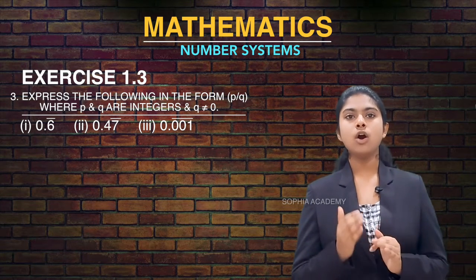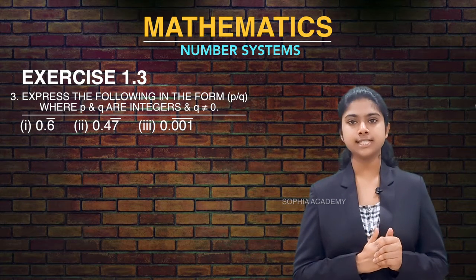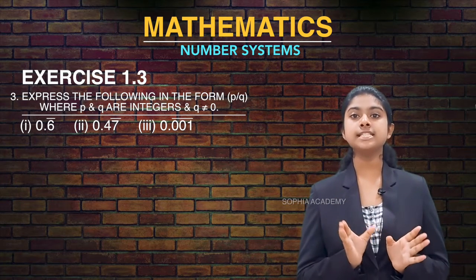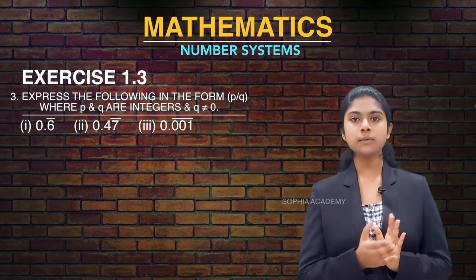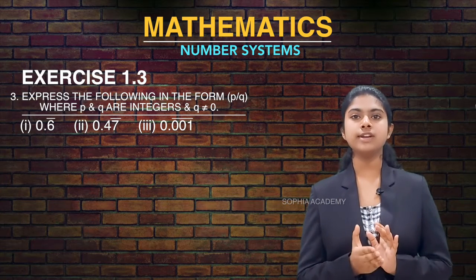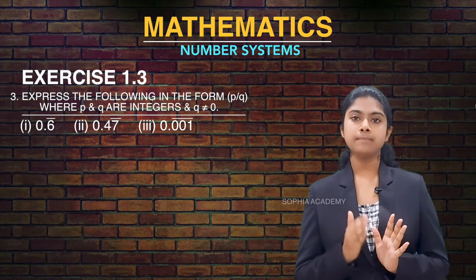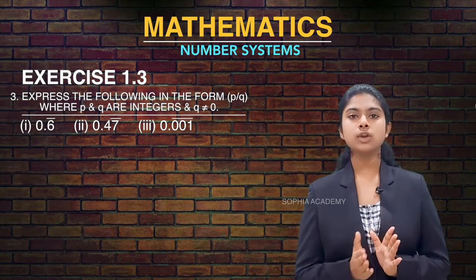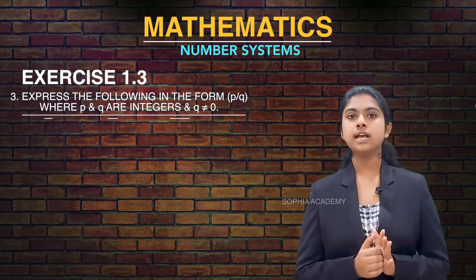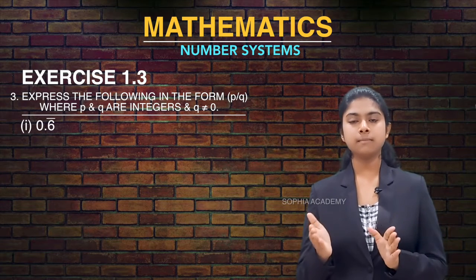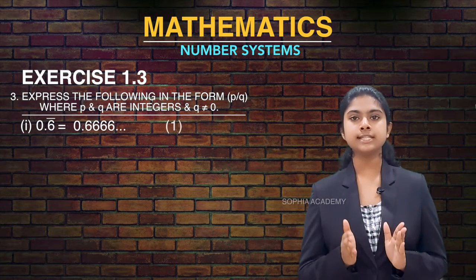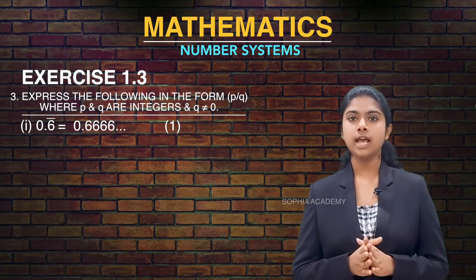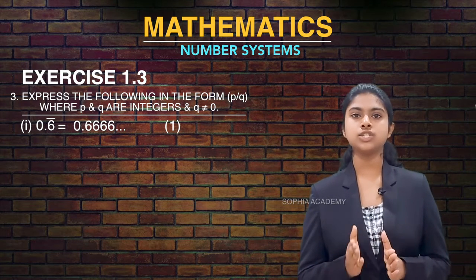So we see that all these three subdivision questions are given in the form of decimal expansion, and this question has asked us to solve it in the form of p by q, where p and q are integers and q not equal to 0. So coming to the first question, we have to solve this. That is, 0.6 bar can be written as 0.6666 and goes on, and let us name it as equation 1.